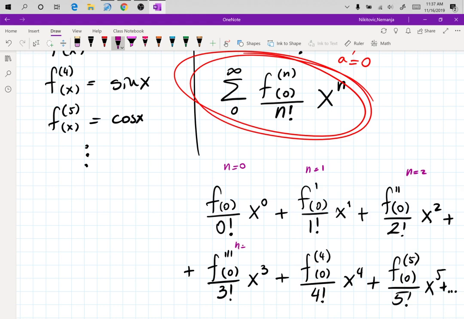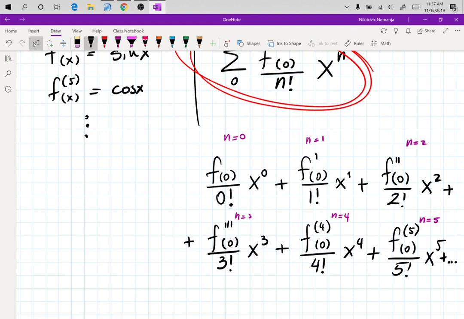n equals 3, n equals 4, n equals 5. You're just plugging these things in. And now it's time to compute. What is this equal to?